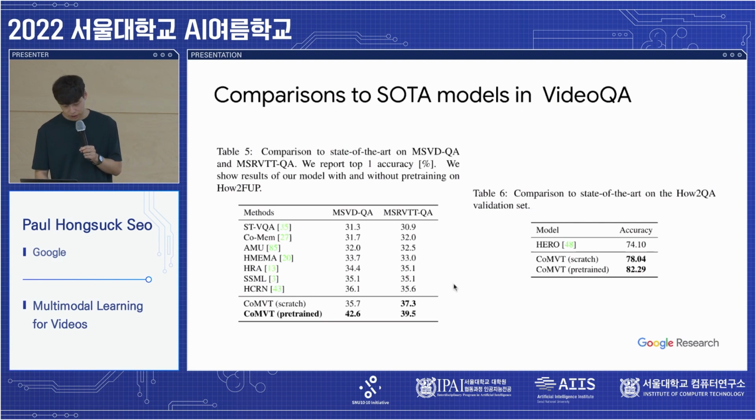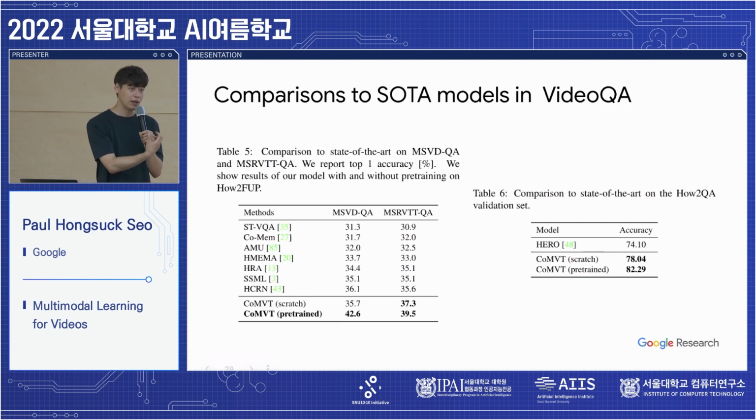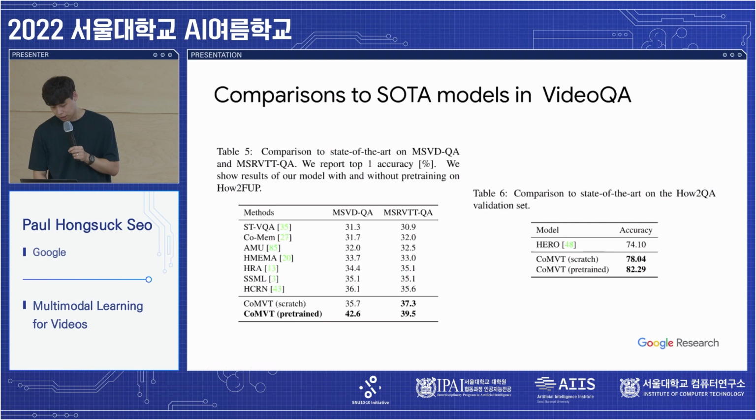So in this table, as you can see, even with the scratch model, ours was performing comparably to existing state-of-the-art. But then when we use this pre-trained model on the HowTo dataset, we could actually outperform these existing models.